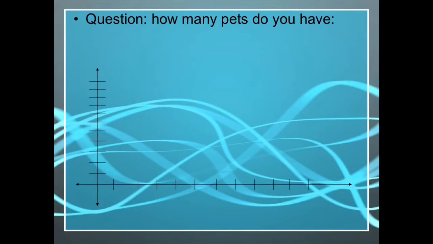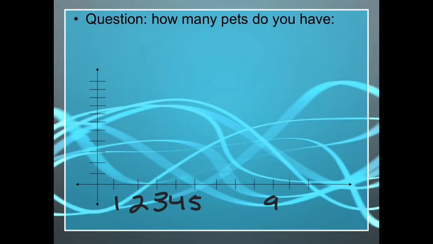Alright, so here's a question. How many pets do you have? To begin with, we're going to label our axis. Let's say that we have the possibility of having anywhere between 0 and, I don't know, maybe 5 pets. So 1, 2, 3, 4, 5, and maybe somebody has like 9 pets. Now we're going to put a dot for each person who has a certain amount of pets.